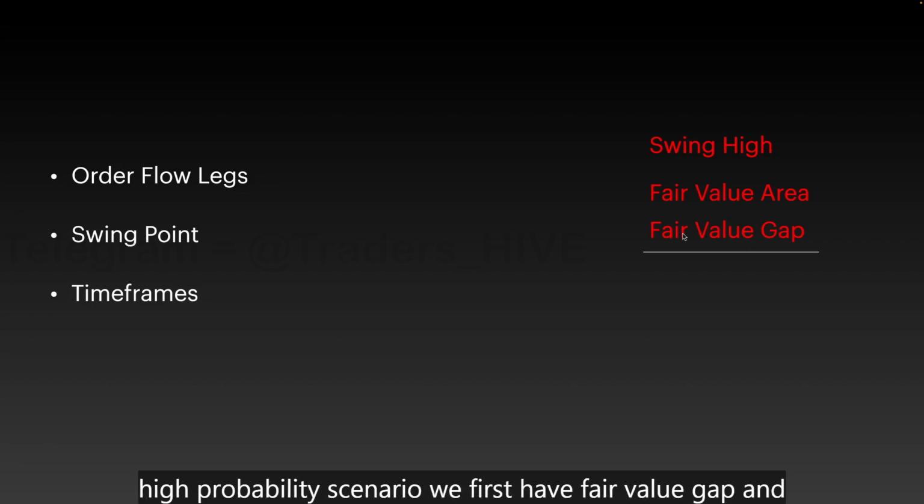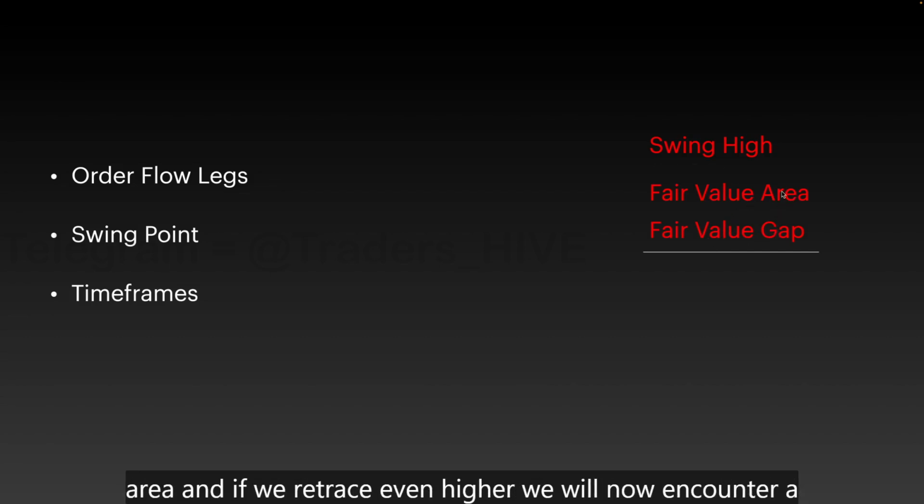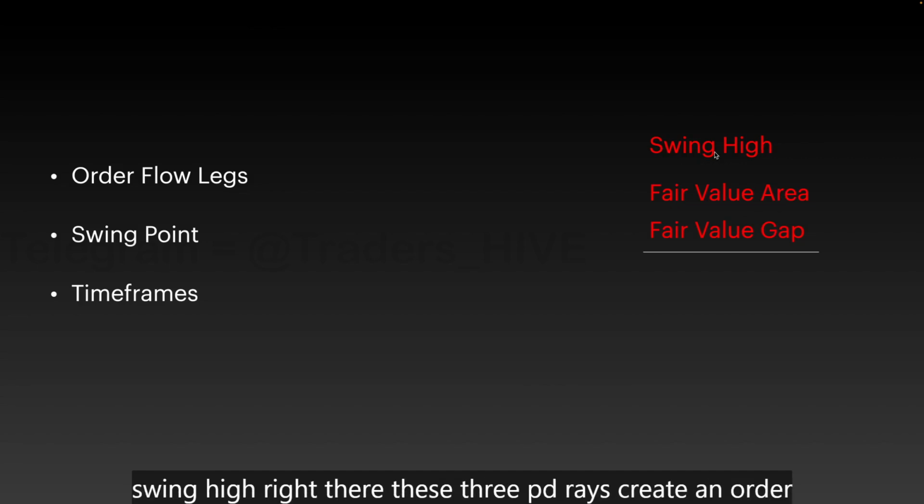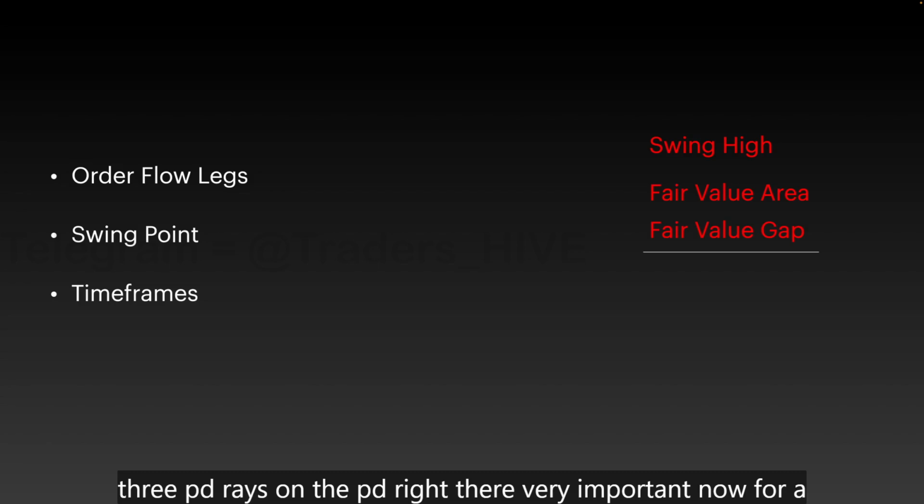But in a high probability scenario, we first have a fair value gap, and then the more we retrace, we will encounter a fair value area. And if we retrace even higher, we will encounter a swing high right there. These 3 PD arrays create an order flow lag at all times. When there's an order flow lag, you have all 3 PD arrays right there.